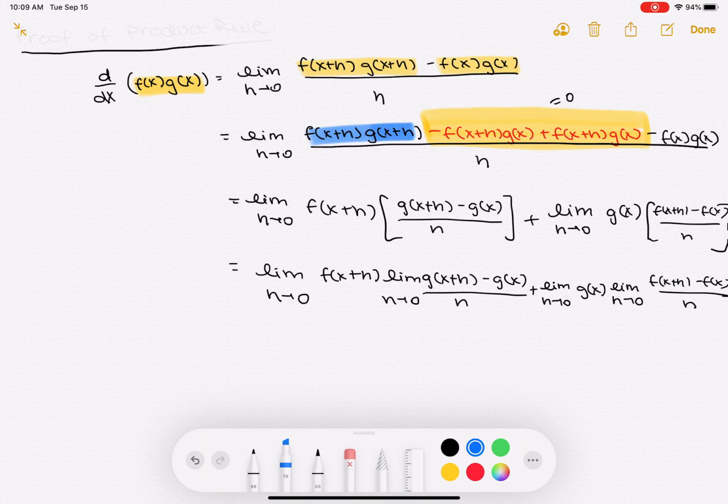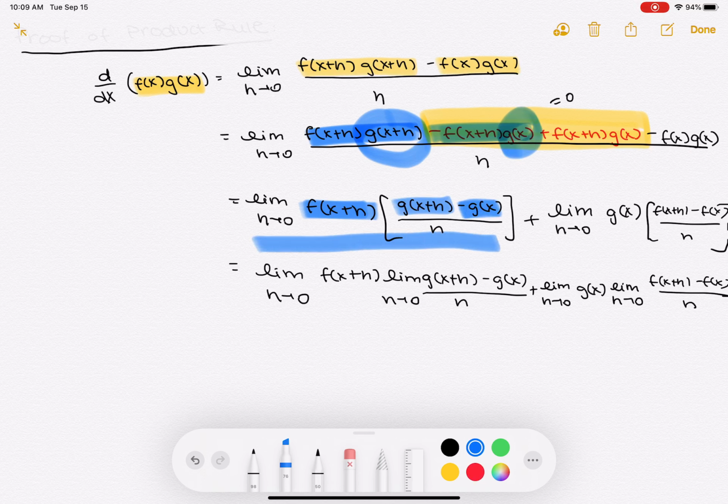This term here and this term here both have an f of x plus h in them. So we can factor an f of x plus h out of both of those terms, and we're left with the g of x plus h minus g of x, all divided by h. That's what I have here. Then these two terms both have a g of x in them, so I can factor that g of x out, and I'm left with an f of x plus h, which comes here, minus an f of x, which I have over here.